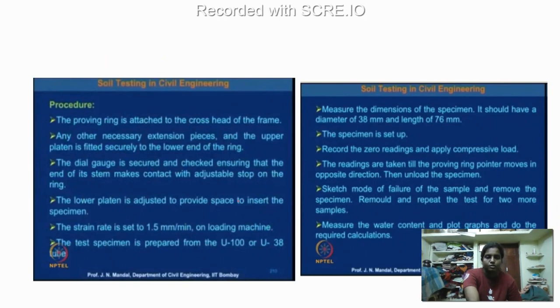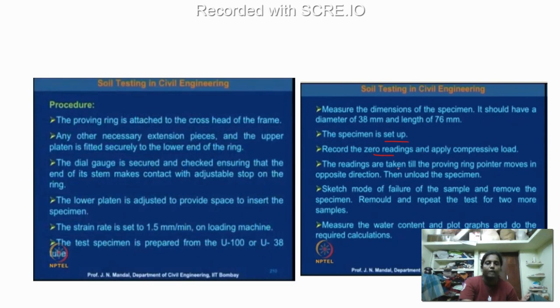Fine. So the specimen is set up, record the zero readings, apply the compressive load. You have to take the reading until the proving ring pointer moves in the opposite direction. So that means your load keeps on increasing. You have to note down your proving ring reading and also your vertical displacement reading for any specified interval.